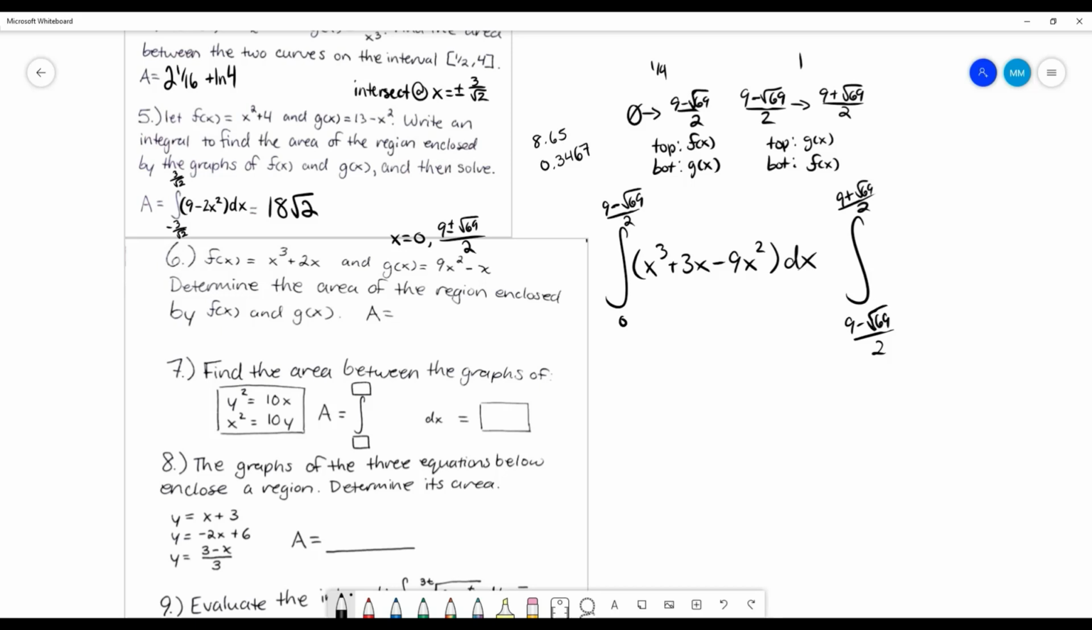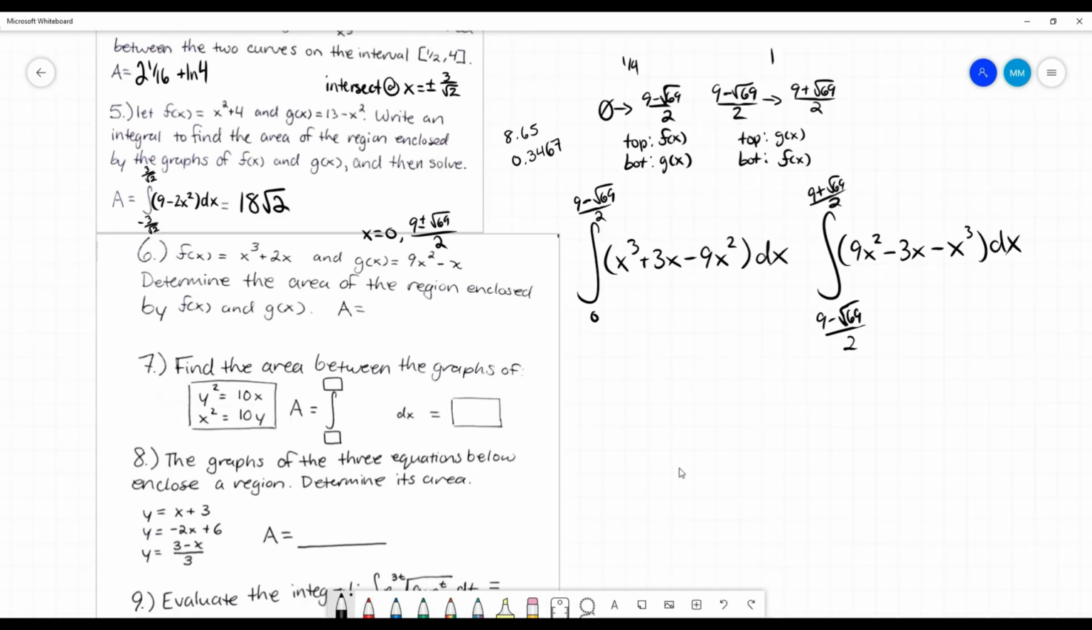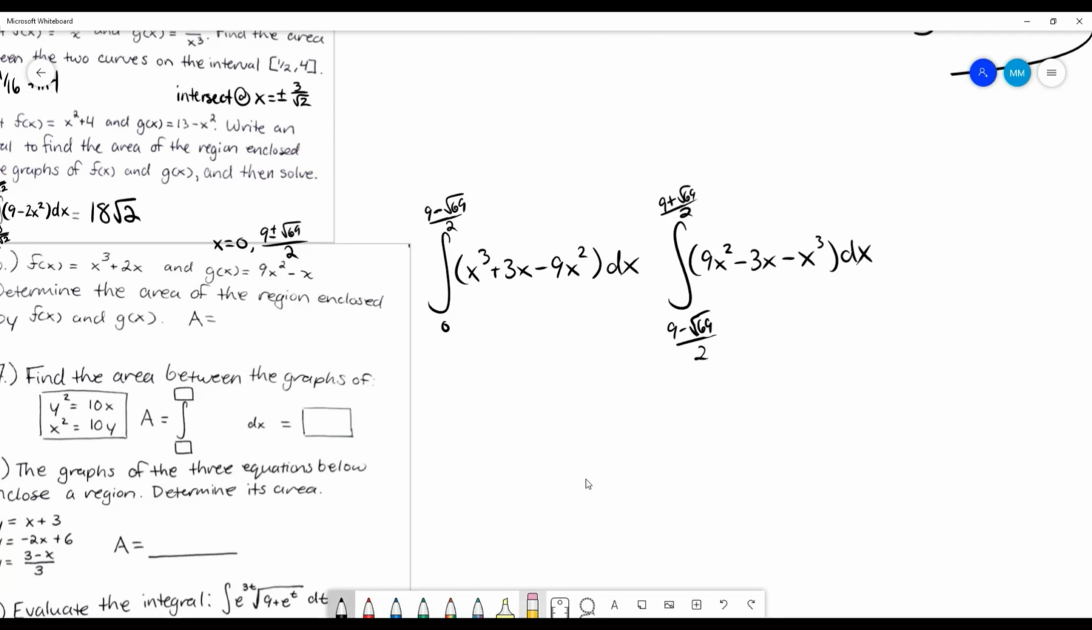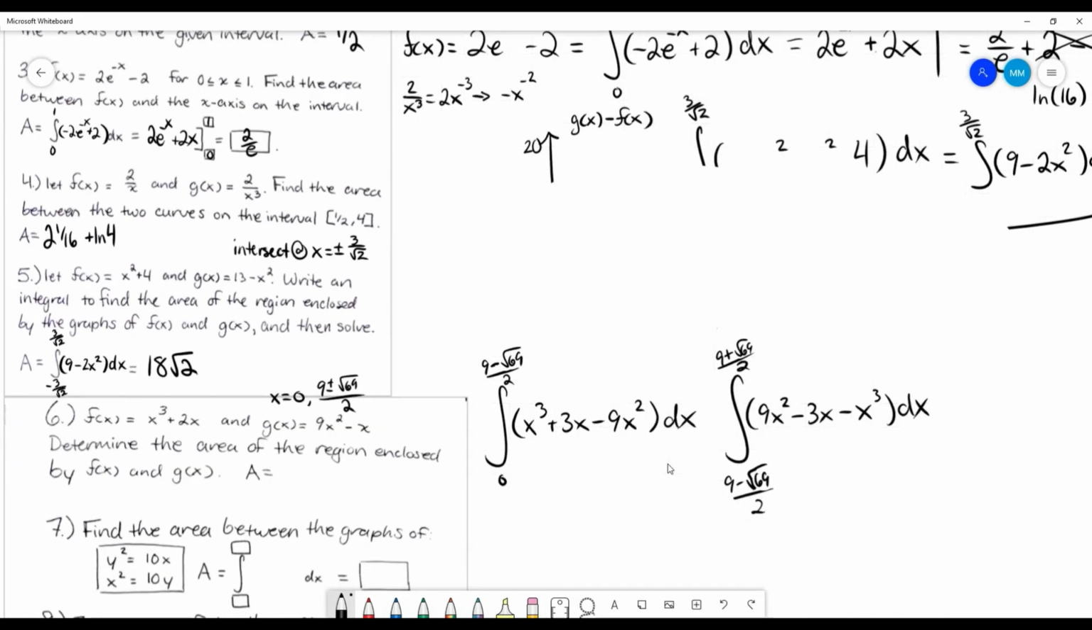Okay. Now this one is going to be g of x minus f of x. So that's going to be just kind of combining like terms in my head. Okay. Now from here we have to actually take those integrals and evaluate them on the bounds. Okay. Let's do this first one.